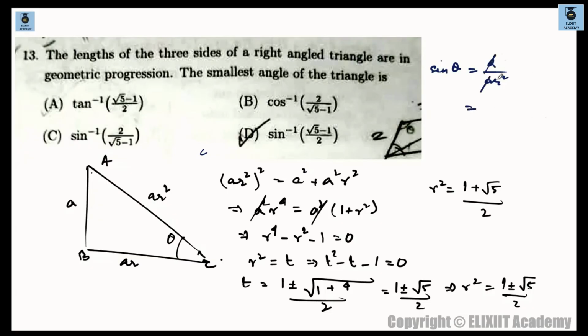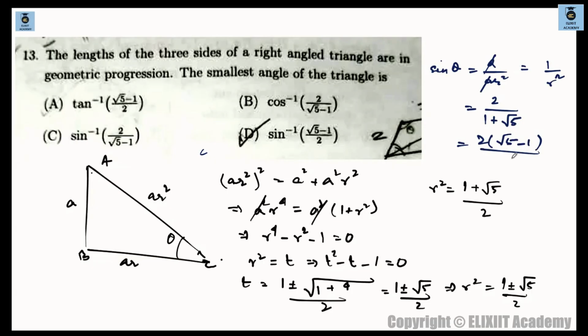So this a and a will cancel out, which is just simply 1 upon r square. So 1 upon r square means 2 upon 1 plus root 5. And then you simply rationalize this. So we will be having 2 times of root 5 minus 1. And below we will be having 1 plus root 5 times of 1 minus root 5, which is root 5 whole square minus of 1 square.